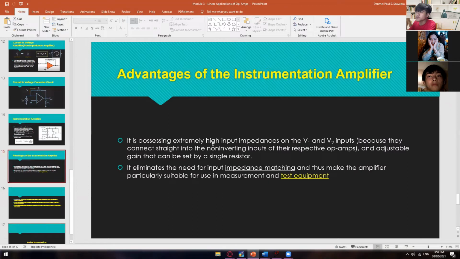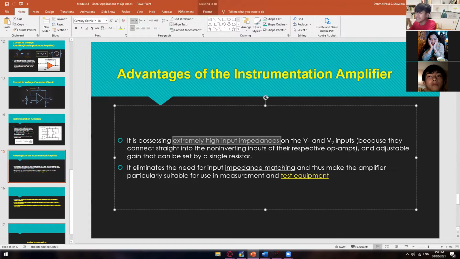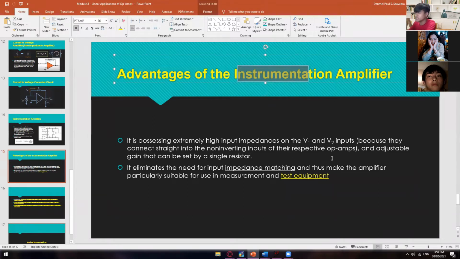All right, so what are the advantages of the instrumentation amplifier? The first one is that it possesses extremely high input impedances on the V1 and V2 inputs. Why? Because they connect straight into the non-inverting inputs of the respective op-amps. And it has adjustable gain that can be set by a single resistor only. Before, we had to tweak many resistors, but in an instrumentation amplifier, just one, which is the R gain.